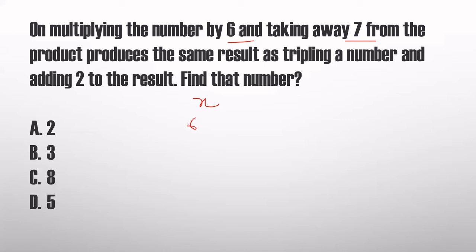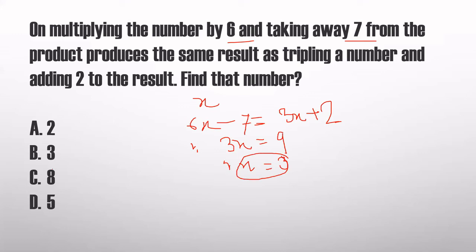So in the first case, we are going to multiply the number with 6 and take away 7. This will be equal to, if we triple the number and add 2, right? If we triple the number and add 2. Okay. So in this case, you have to solve this this way, and x is equal to 3. Look, if you need to know how to solve, it will be very easy for you. That is why I am here, to show you the process.